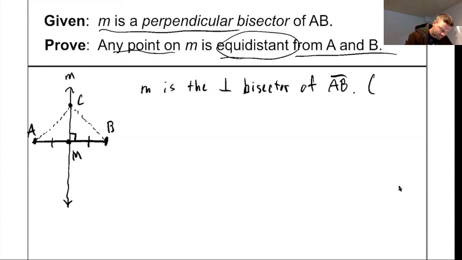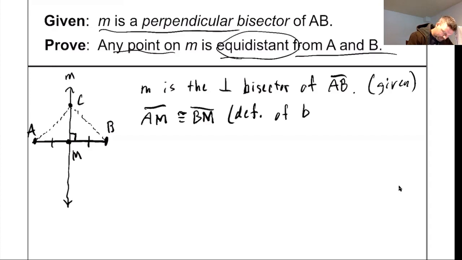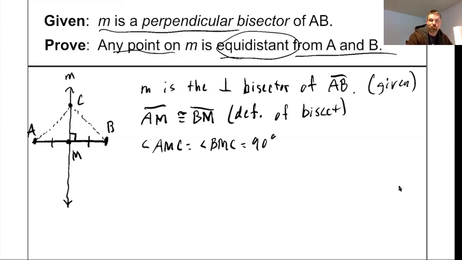Well, that was given. Because I know M is a perpendicular bisector, that means I definitely know that AM is congruent to BM. And I know that's true because that's what a bisector does. It cuts it in half. So that's by definition of bisect. And I definitely know that angle AMC is equal to angle BMC, which is equal to 90 degrees. I know those are all equal to 90 because that's what perpendicular means. Definition of perpendicular. All right.